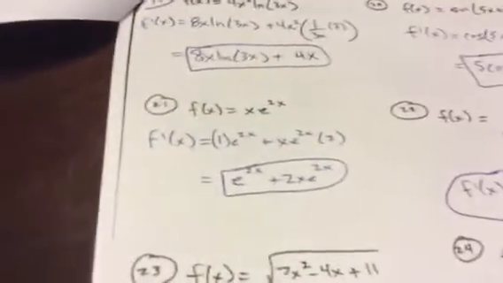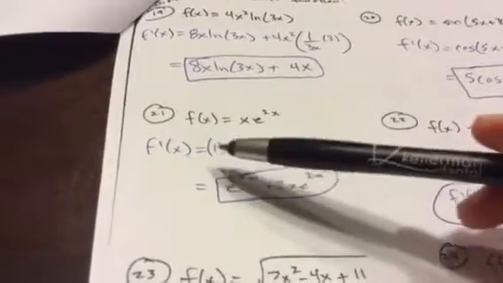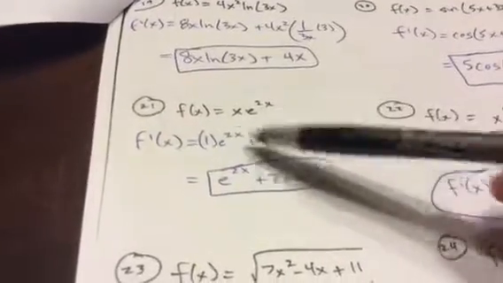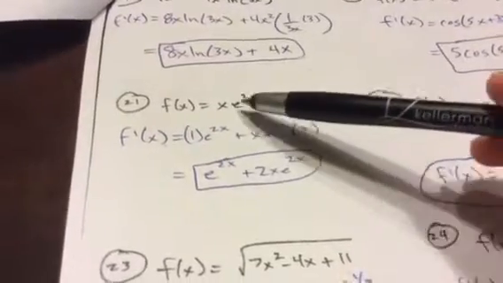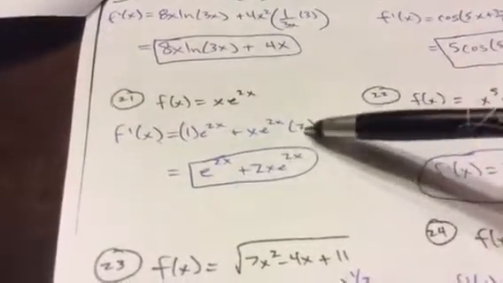We have the product rule. Take the derivative of the first, which is just x, times the second, plus the first, times the derivative of the second, which is e to the 2x, times the derivative of 2x, which is 2.